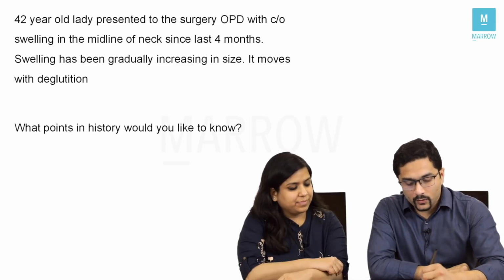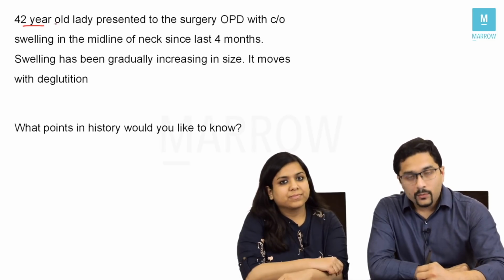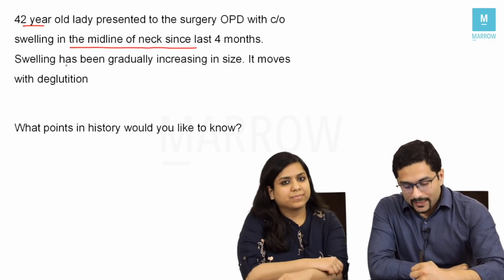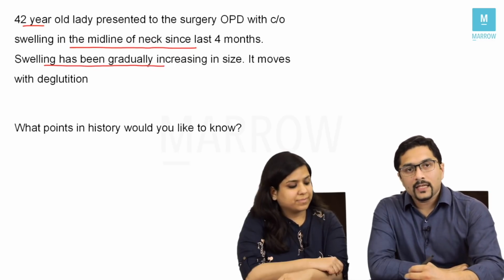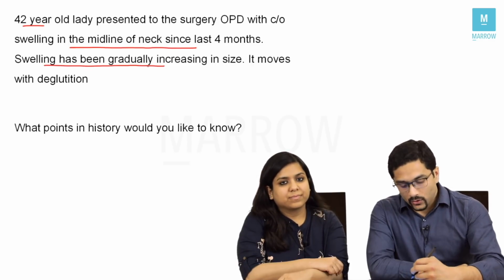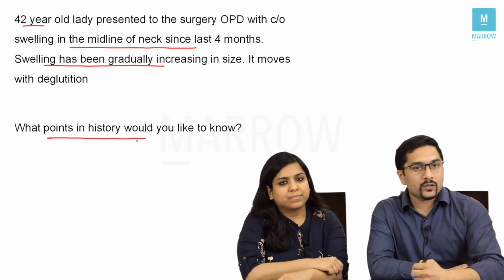We have a 42-year-old lady who has come to the OPD with a swelling in the midline of the neck since the last 4 months. The swelling has been gradually increasing in size and she says that it moves up and down when she swallows. So what points in the history would you like to know?